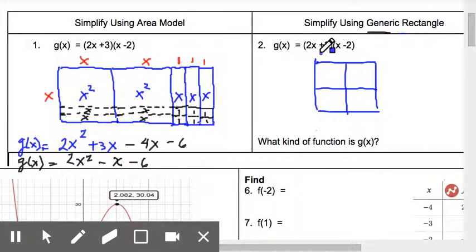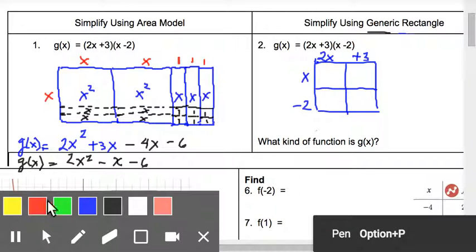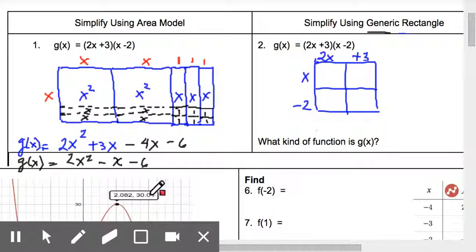We're going to put 2x here plus 3. So the length is 2x plus 3, and the width is x minus 2. So we now find the area of the parts of the rectangle. So x times 2x is 2x squared. X times 3 is 3x. Negative 2 times 2x is negative 4x. And negative 2 times 3 is negative 6.